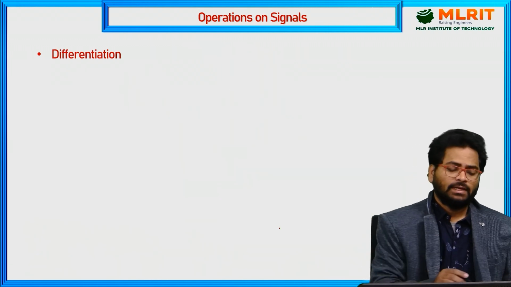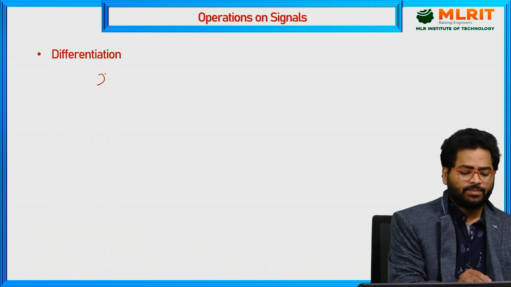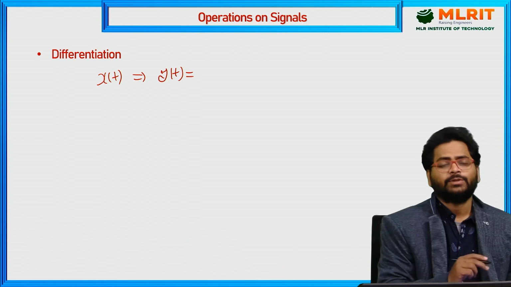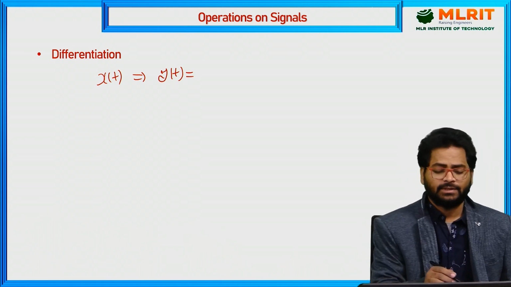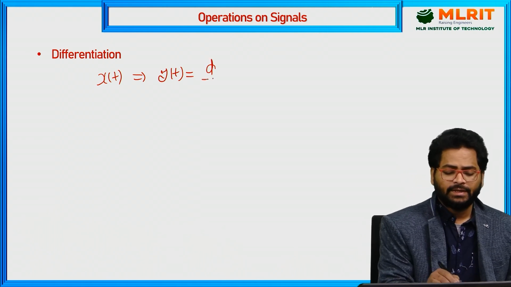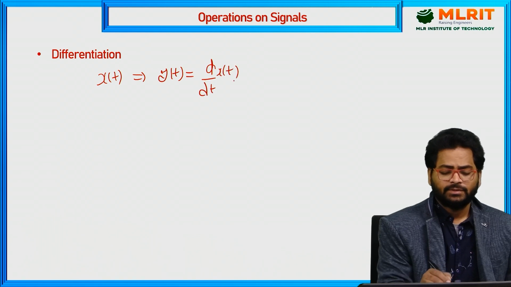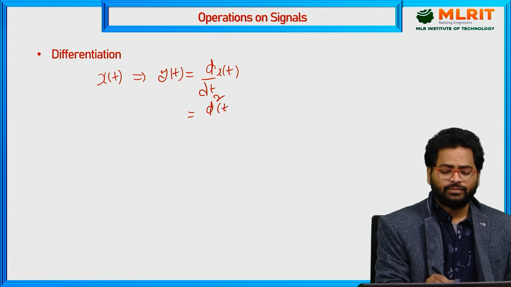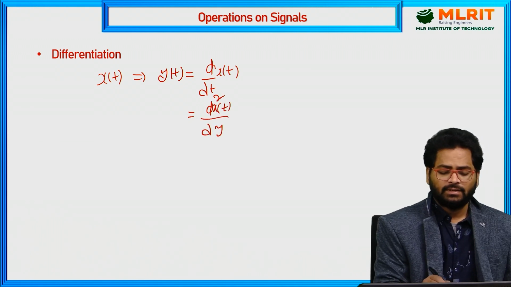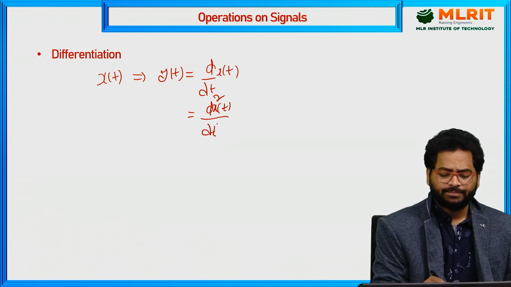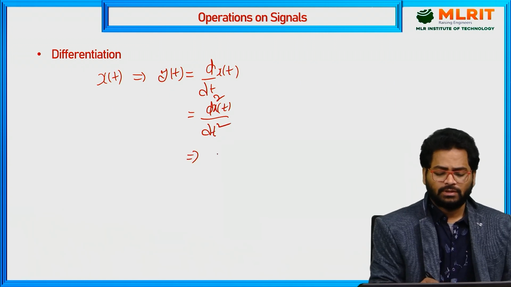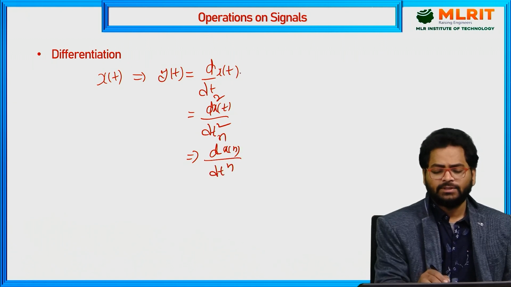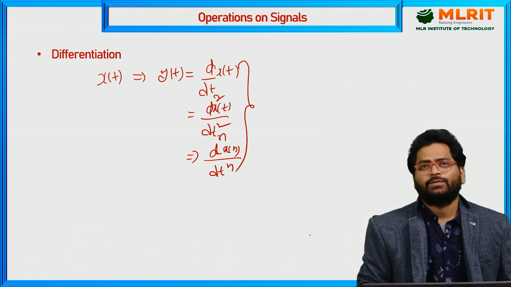Next, differentiation. Say x of t is one signal, and I am defining some y of t signal with respect to x of t. How are you going to differentiate the signal? Differentiation means d by dt of x of t, or in a higher order, d square x of t by dt square, or for order n, d power n x of t by dt power n. These are the definitions of the differentiation of the signal.